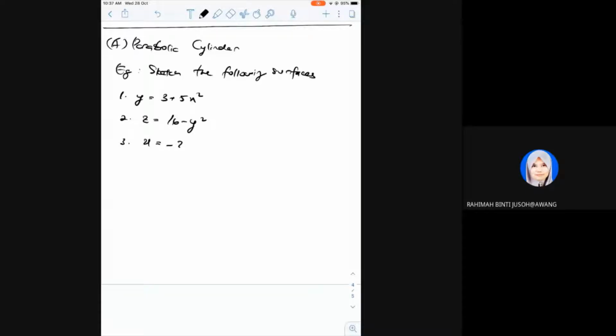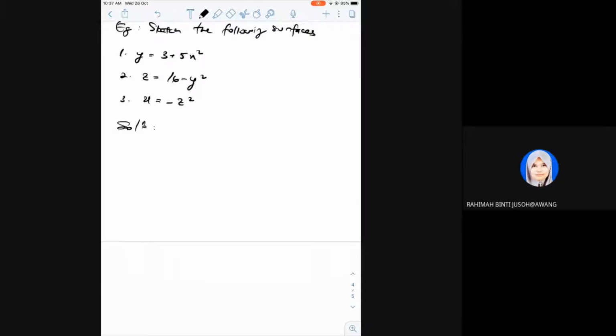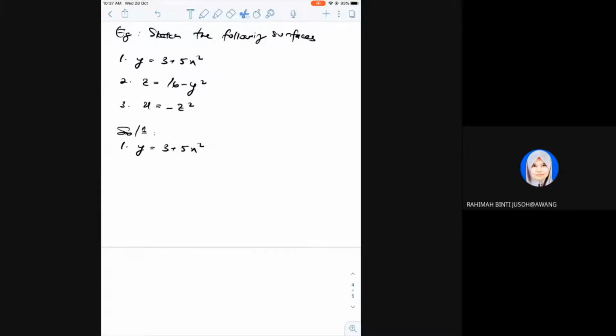Now let us solve this question. Solution. Question number 1, y equals to 3 plus 5x squared. Guys, first of all, in your test, let's say you don't know what type of graph this is in 3D. Before I forget, the word surfaces means 3D. By hook or by crook, if the question asks you to sketch the surface, it means you need to sketch the graph in 3D.